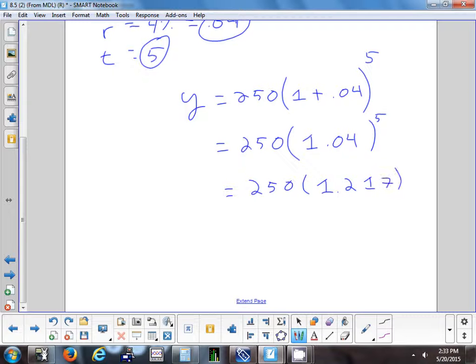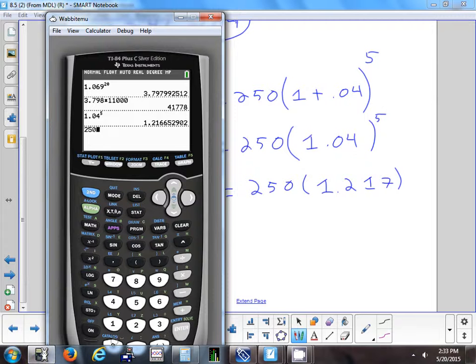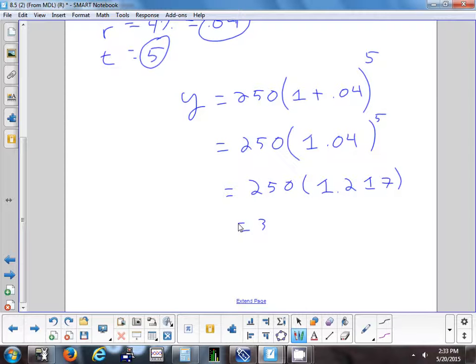Okay, last step, what do I do? 250 times 1.217. So if you leave your money in the bank account for 5 years, you don't touch it, you don't add money, you don't take out money, by the end of that time, you have $304.25. That's a long time to leave your money.